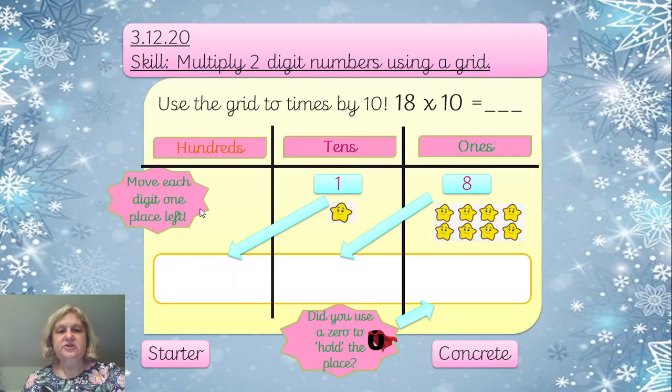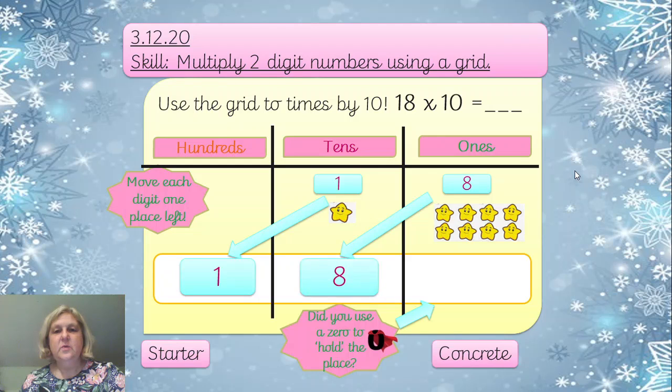You follow the instructions, move each digit one place to the left, so the tens becomes 100, and the 8 ones becomes 80, and then you need to use your 0 to hold the place. It's used to hold that spot for the next number. If you can think of the answer, we need to pop it back into this equation at the top, and your answer should be 180. Hopefully you got that right.